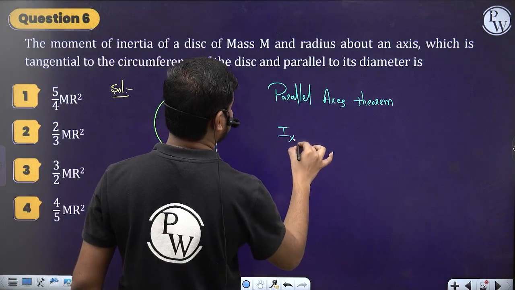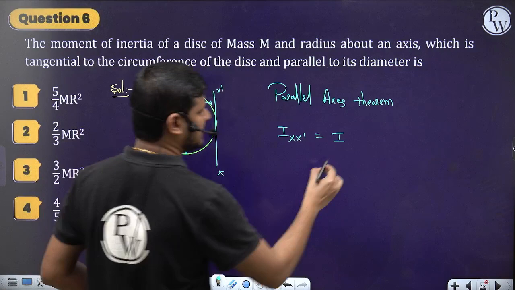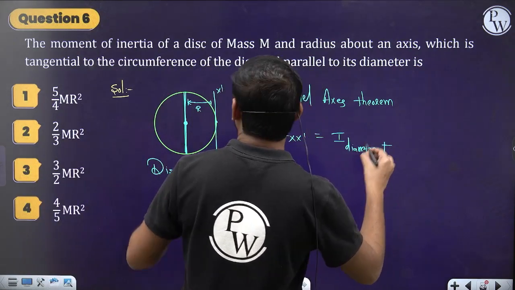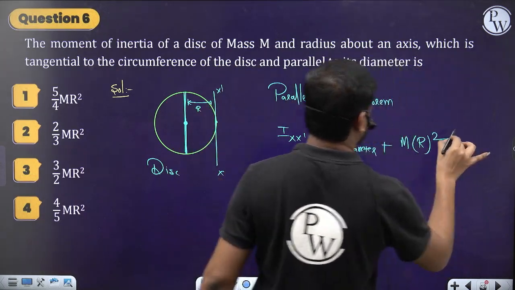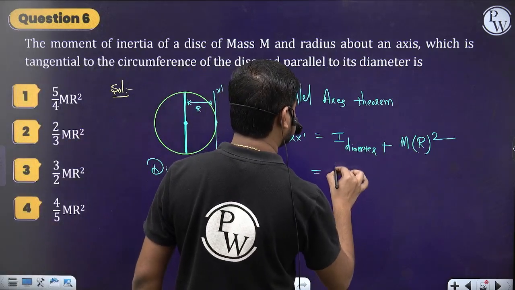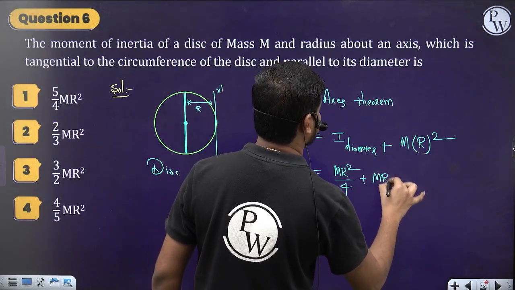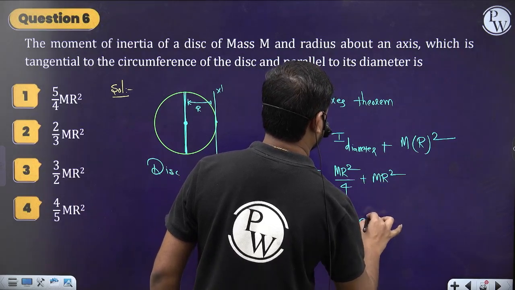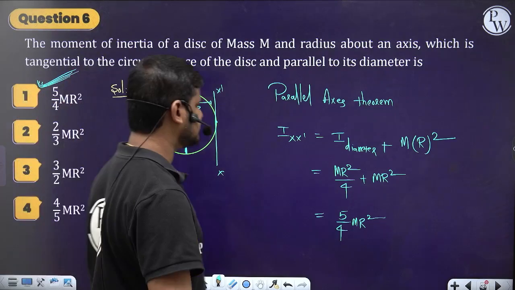So the moment of inertia about xx dash is equal to the moment of inertia about its diameter for the circular disc plus m times the distance squared. Mass is m, and at what distance do we require? R. So m r square. From here, about its diametrical axis it is mr square by 4, plus mr square, which is nothing but 5 by 4 mr square. Option 1 is the correct answer.